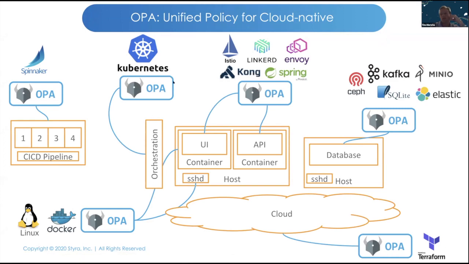But this is the usual slide that we show of all the different use cases that people have rolled out into production for OPA. Microservice authorization is another one. Database authorization, especially Kafka, has been popular of late. People use it for Terraform as well, Linux, Docker and CI/CD pipelines. So the overall goal of OPA is to provide a unified policy framework for all of cloud native.